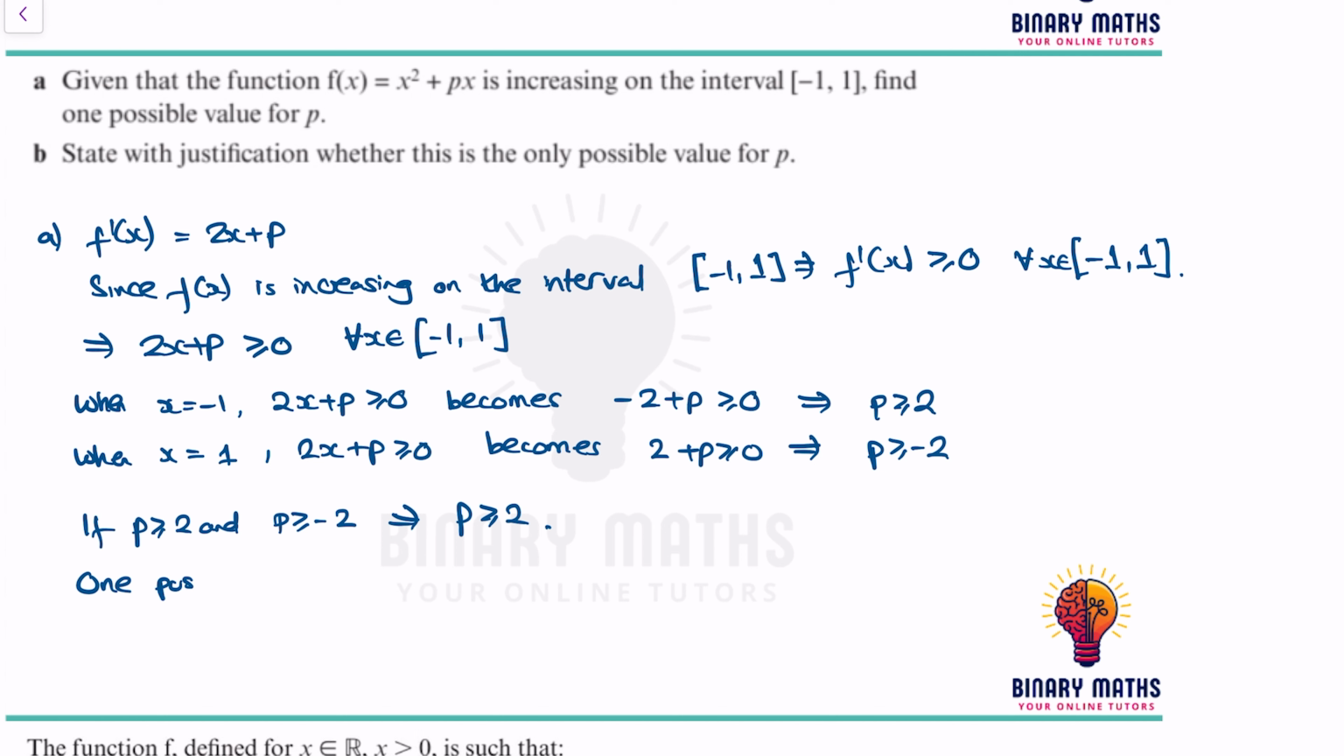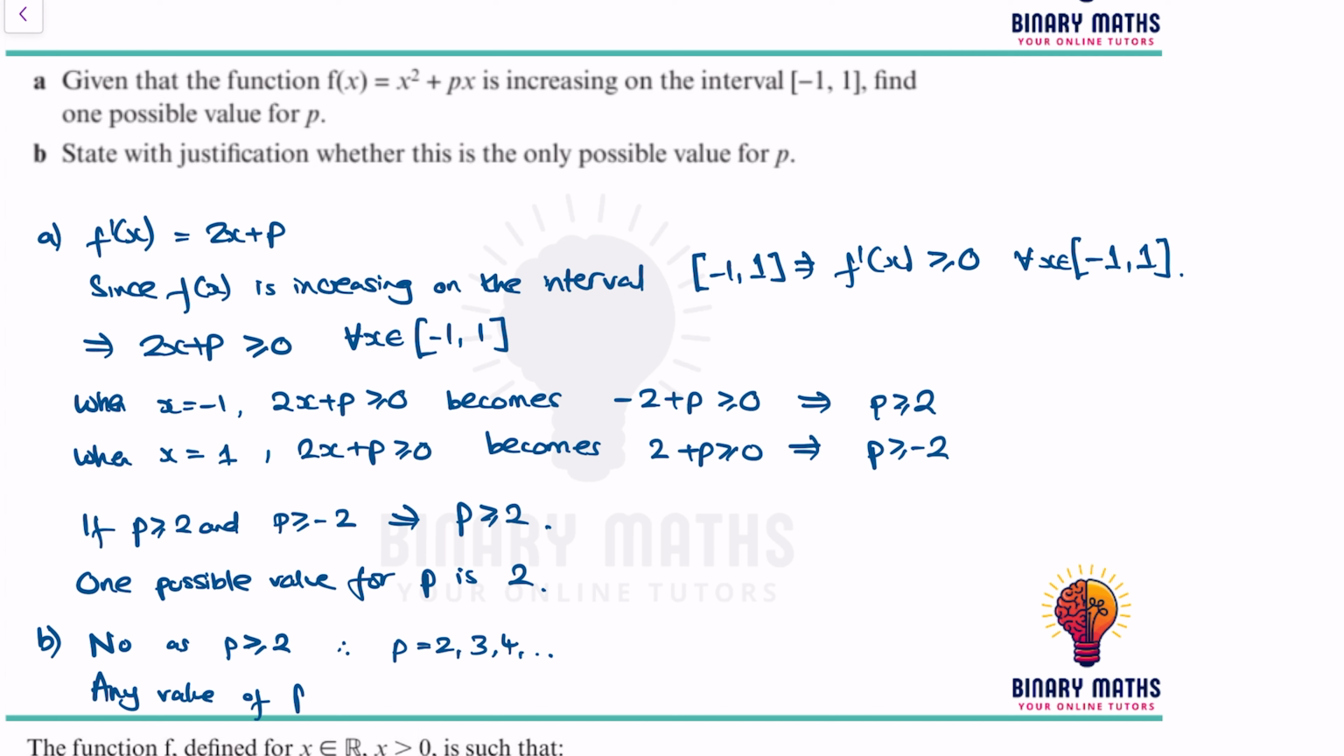One possible value for p is 2. B. State with justification whether this is the only possible value for p. No, as p is greater than or equal to 2. Therefore, p is 2, 3, 4, and so on. It can be more than one value. Any value of p where p is greater than or equal to 2 will work.